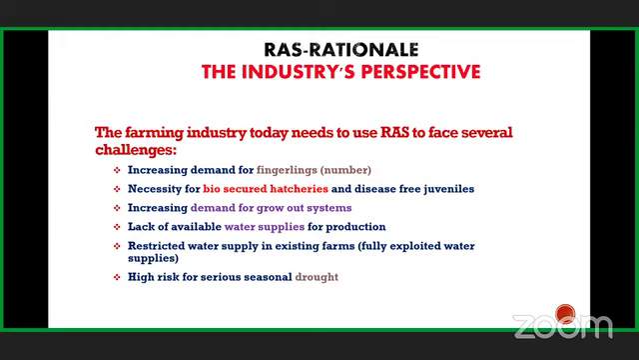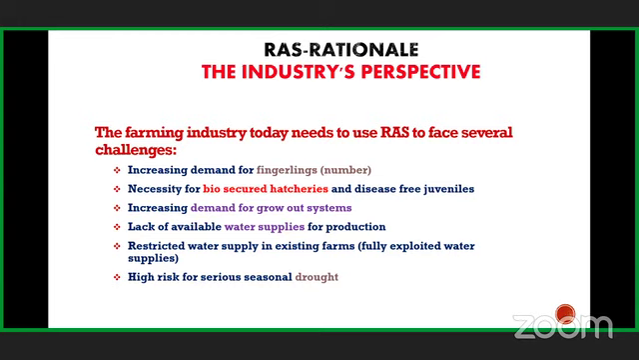So basically I am talking here about the first technology intervention, which is the recirculatory aquaculture system. A recirculatory aquaculture system is nothing but aquaculture in which 100% of our water is recycled and reused to cultivate our fish species.